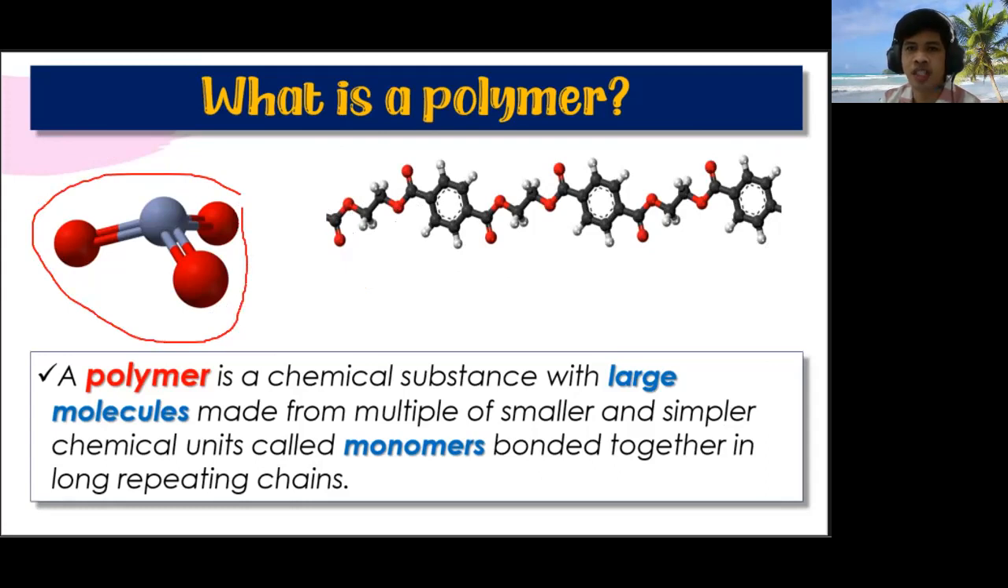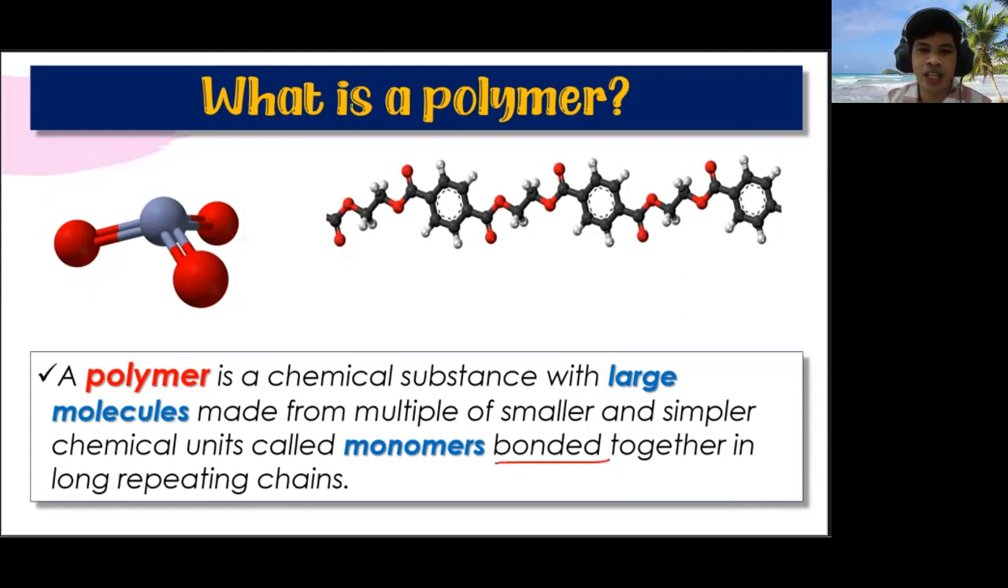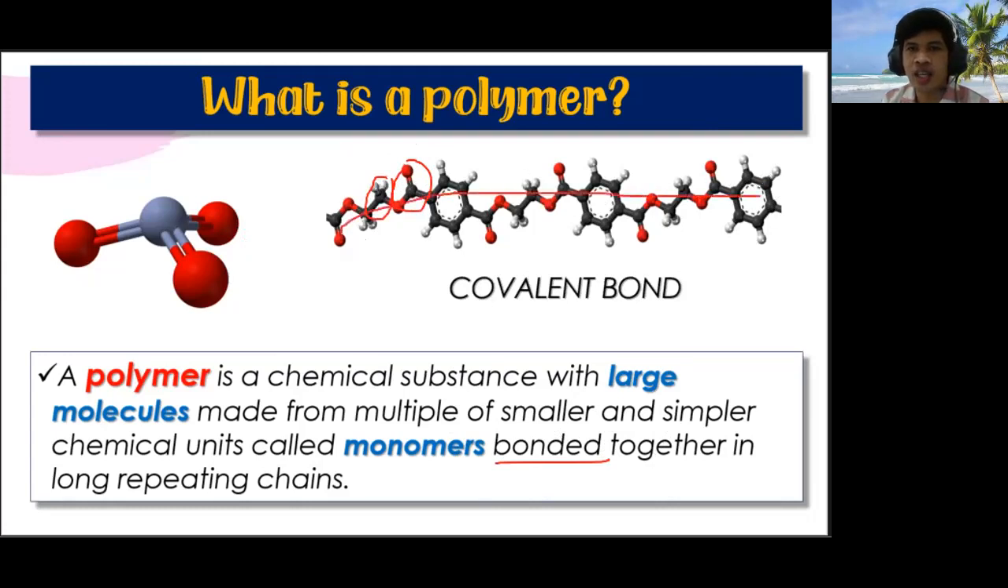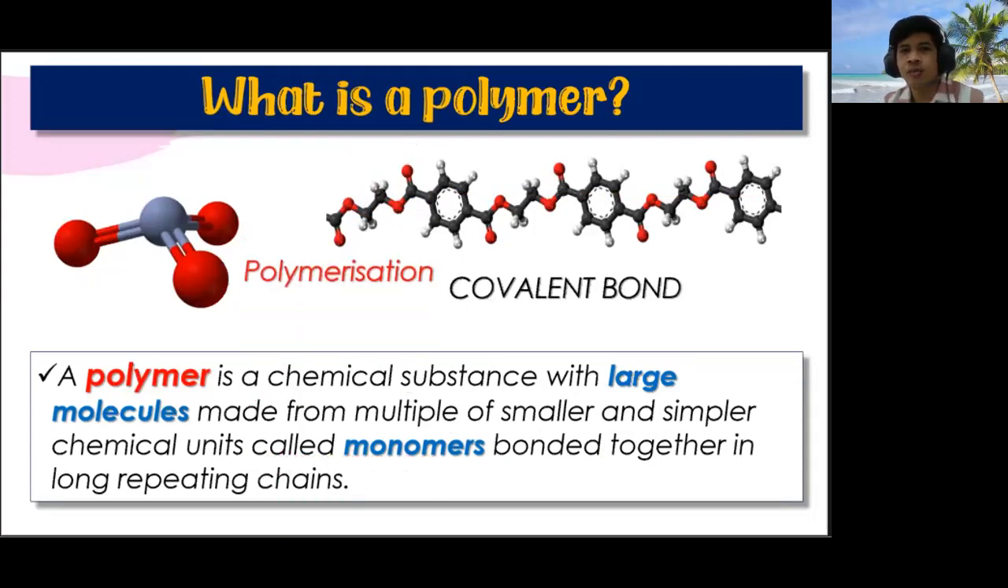Okay, monomer. Now, when these monomers are joined together or bonded together by a bond called a covalent bond, for example, one joins with another one, there's a chemical covalent bond between them, and they form a long repeating chain. This is now called a polymer. The process in which monomers join together by covalent bonds is called polymerization.